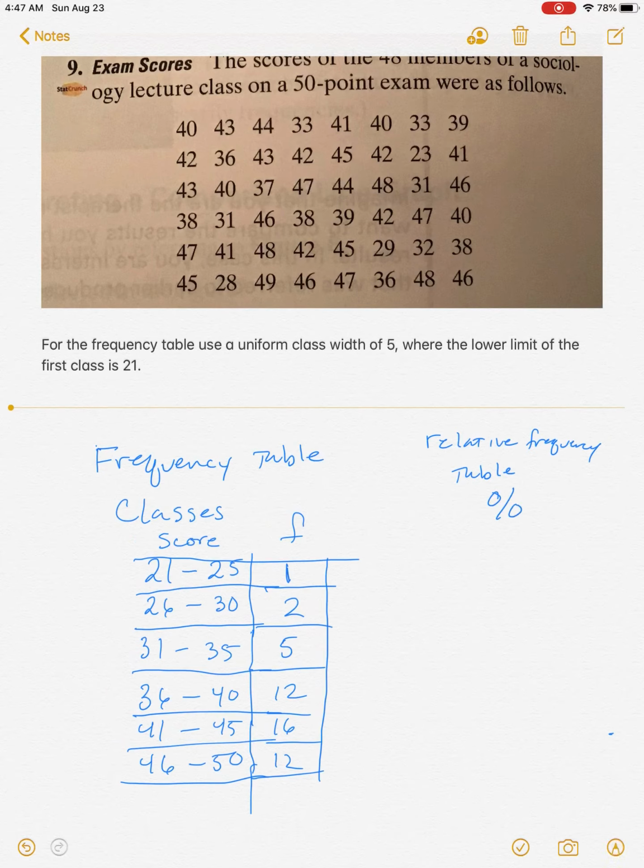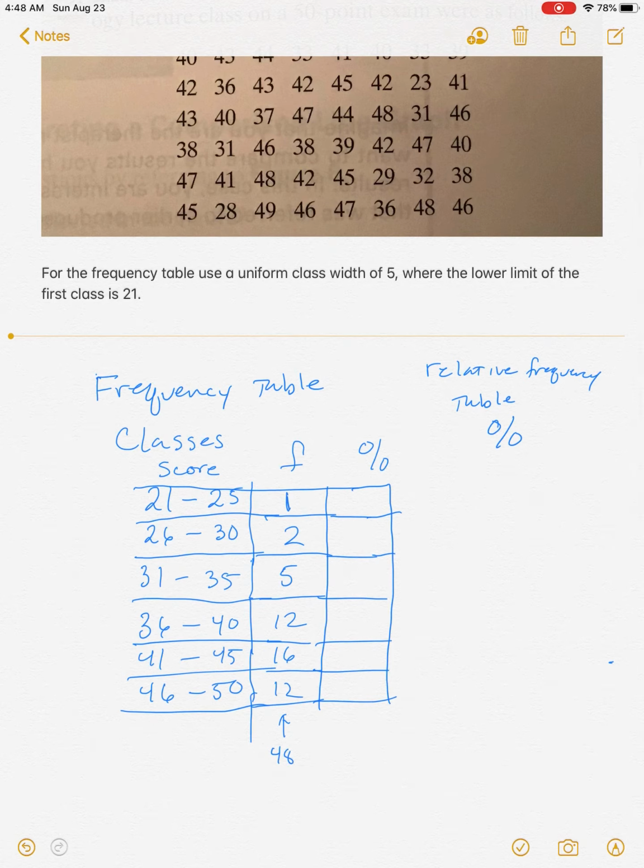And so if you're ever asked for a relative frequency table, what that does is it tacks on to a frequency table. So you'll get your frequency table first, or it will be given to you. And then you run the percentages. Now, how are we going to get the percentages? Well, remember, there's 48 exams, right? If I totaled the 1, the 2, the 5, the 12, the 16, and the 12, it should total 48. I'm just going to double check that I counted right by adding all those up. It does. It totals 48. So the sum of these frequencies totals 48. Move this up a little bit so you can see that 48.